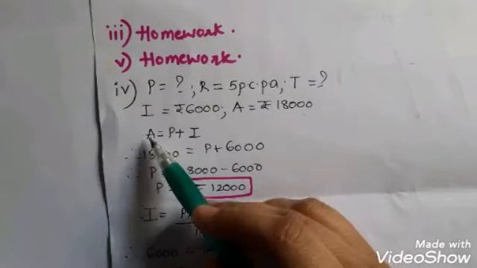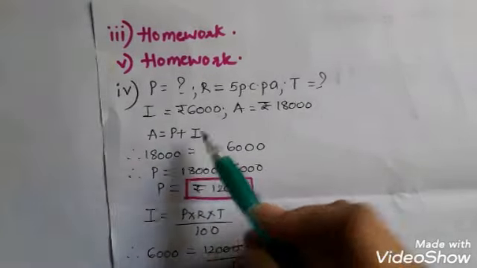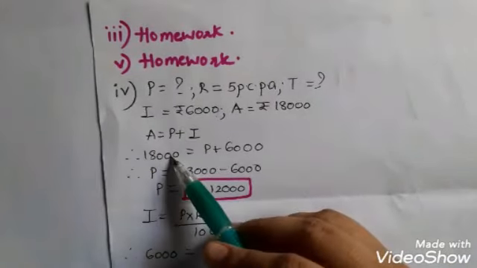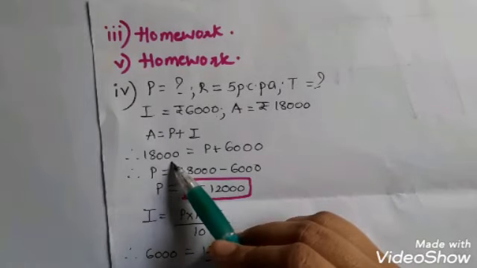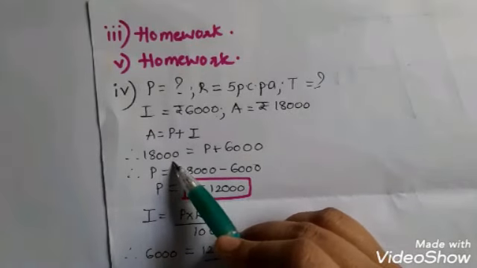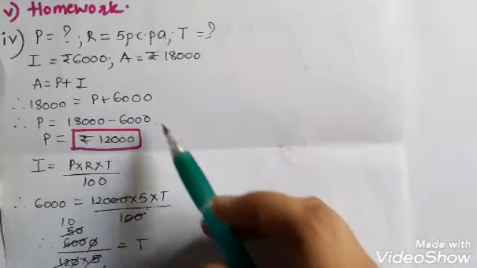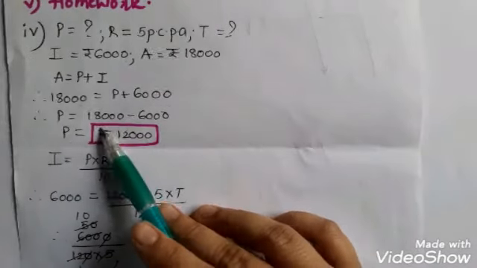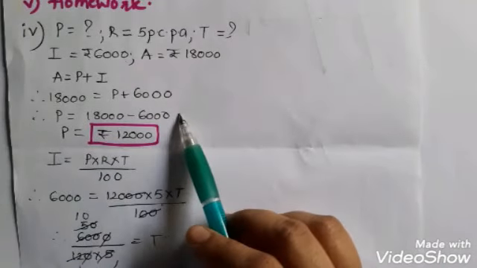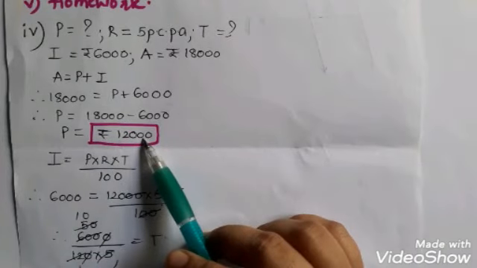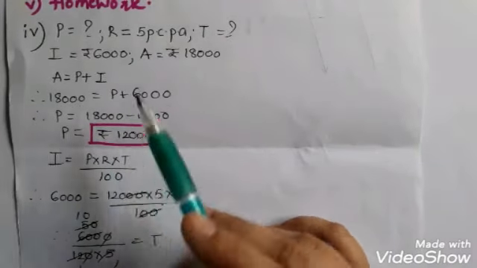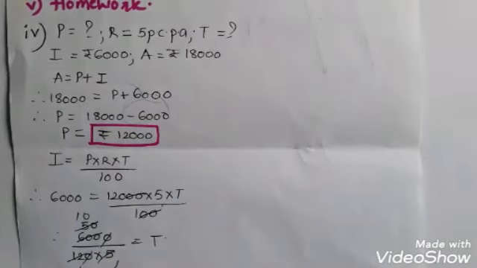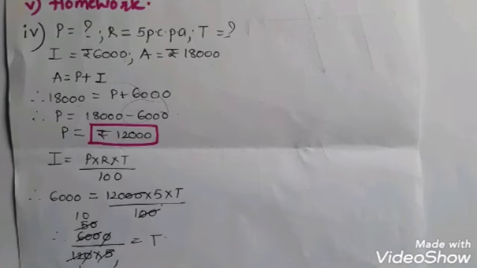So let's begin. Amount is equals to principal plus interest. So what is amount? Amount is 18,000 rupees. So that is 18,000 is equals to P plus 6,000. So that is equals to 18,000 minus 6,000 will give you 12,000. P is equals to 12,000. This 6,000 I shifted on that side, no? So that is why it got minus. So P is rupees 12,000.